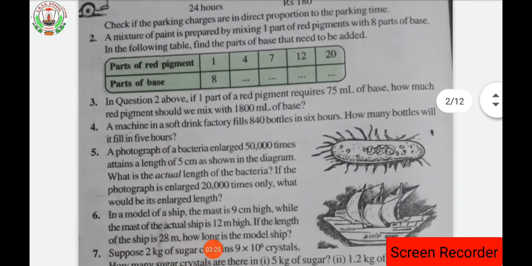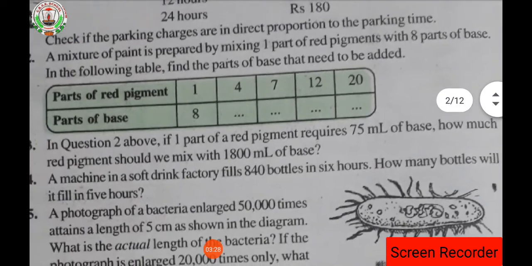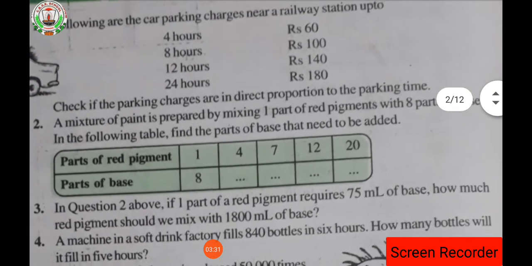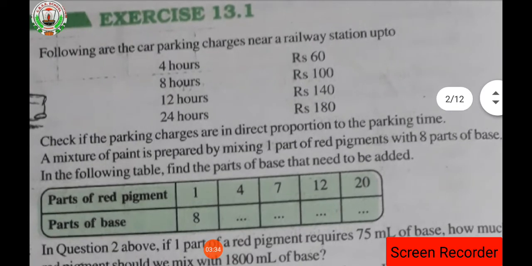Next, only two definitions we are having in this exercise. So here is exercise 13.2, first question. The first question says that the following are the car parking charges near a railway station. The two quantities, x and y values, are given in the form of hours and rupees. That means 4 hours needed 60 rupees, 8 hours needed 100 rupees, and in the same way 12 hours needed 140, 24 hours needed 180 rupees. What we have to do is find whether it is in direct proportion or not.